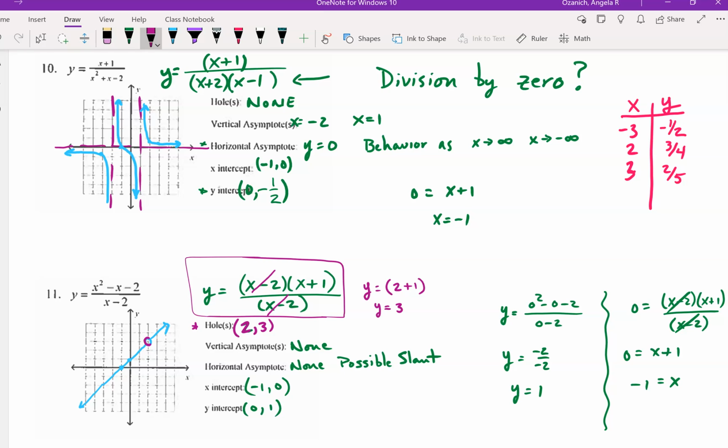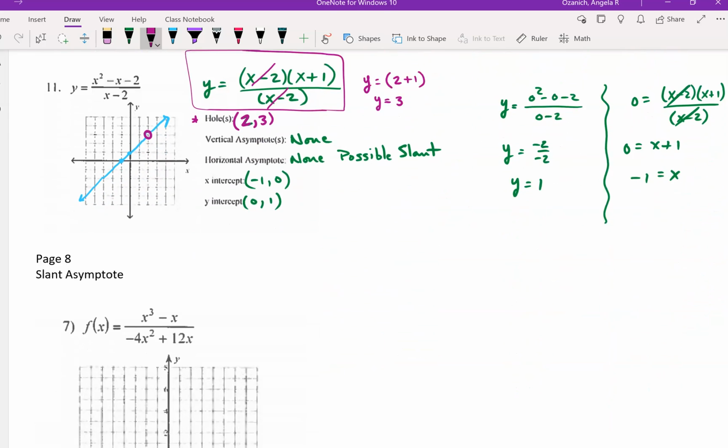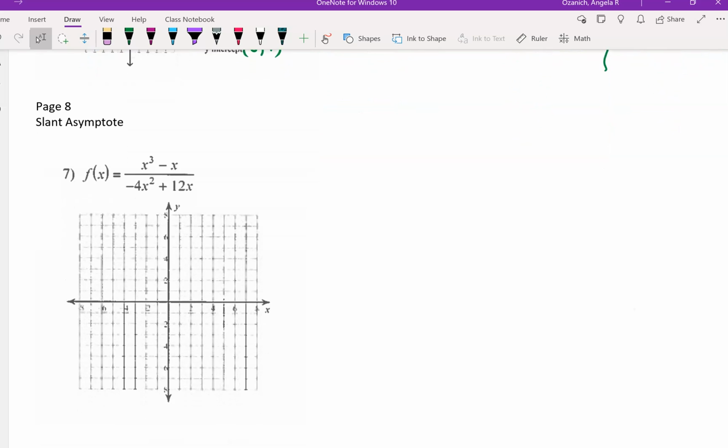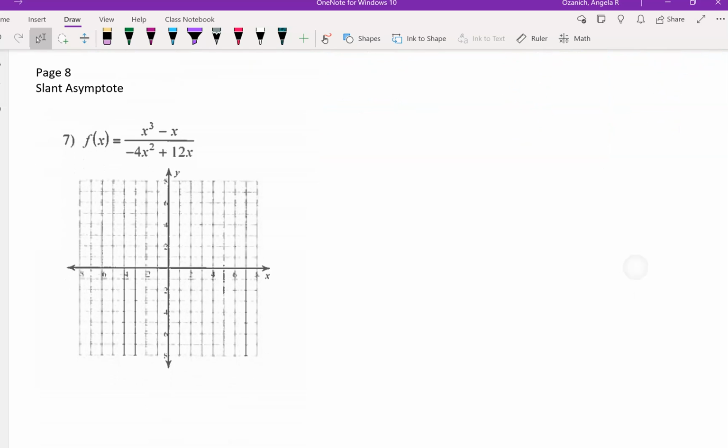So being able to actually put that value of x back in to solve for the y coordinate of your hole will help you with graphing as well. And then I think what we'll do, this is a really, really nice example from page 8 of working through a slant asymptote.